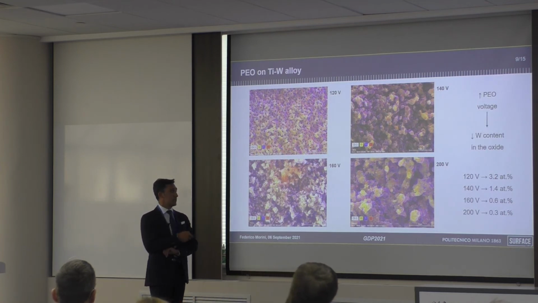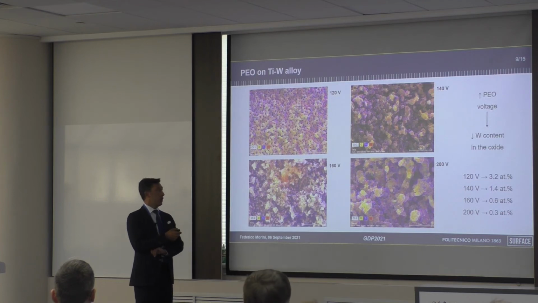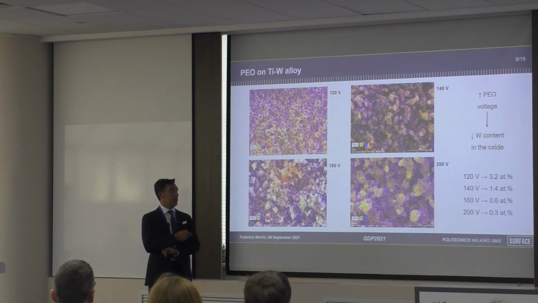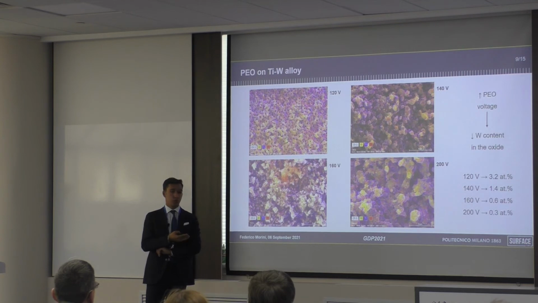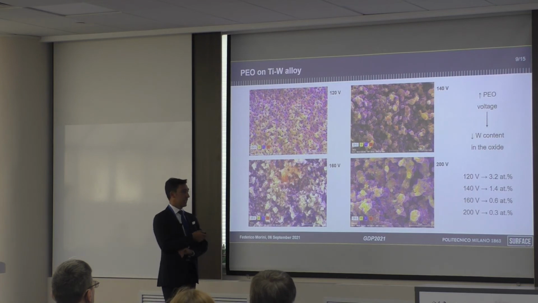Compared to the classical titanium dioxide produced with the PEO, we already have at 140 volts the formation of a coral-like structure, while titanium usually shows the sponge-like structure until 160. So also in this case we have a change.